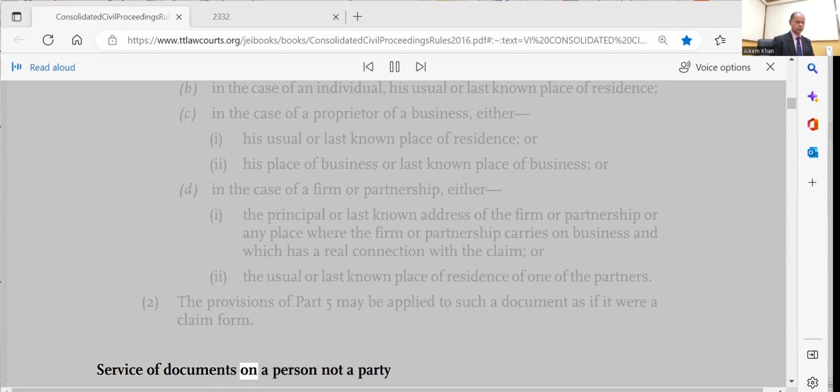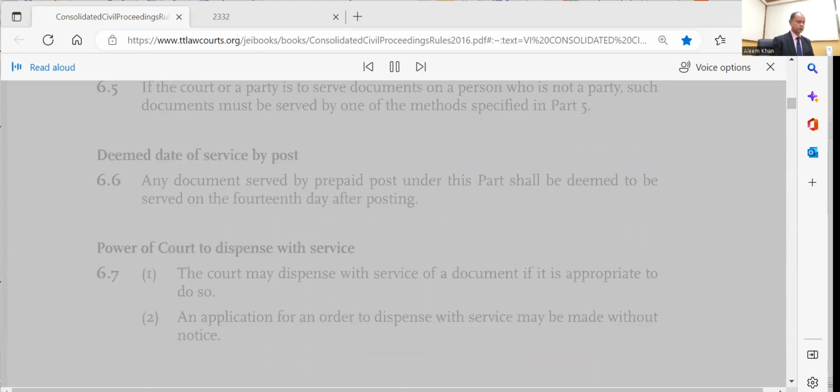Service of documents on a person not a party. 6.5 If the court or a party is to serve documents on a person who is not a party, such documents must be served by one of the methods specified in Part 5. Deemed date of service by post. 6.6 Any document served by prepaid post under this part shall be deemed to be served on the 14th day after posting.